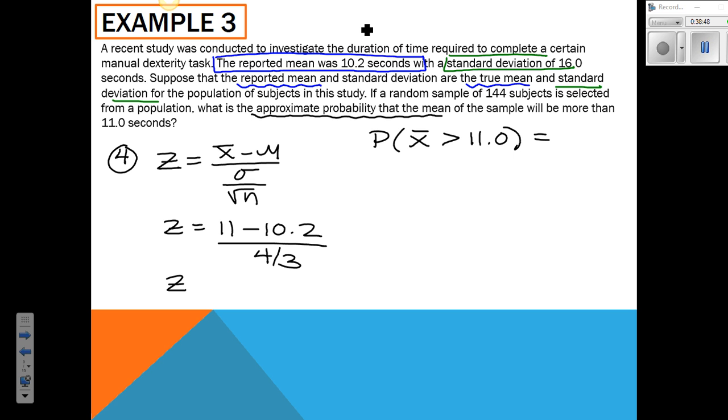All right, so what's my z-score here? 11 minus 10.2 divided by 4/3. So that's 0.8 divided by 4/3. 4/5 divided by 4/3 is 3/5, so that's 0.6, or 3 over 5.